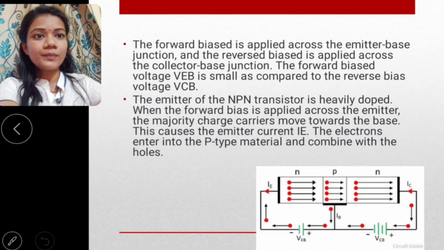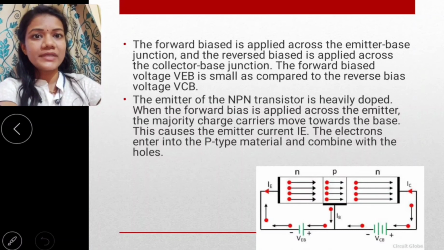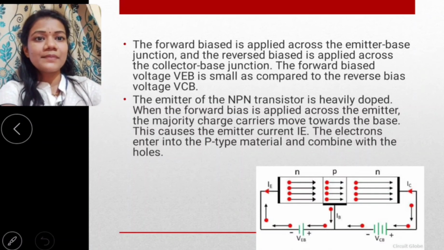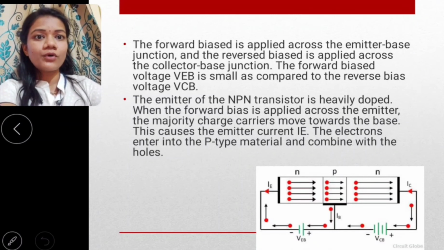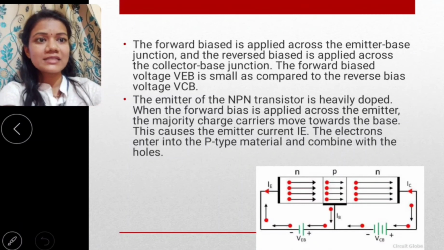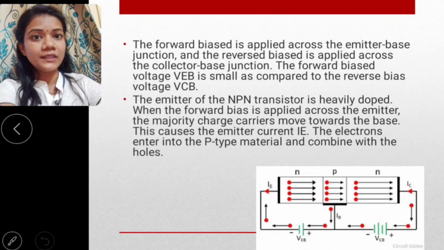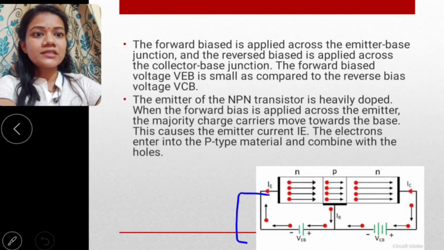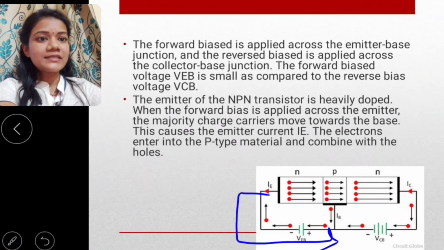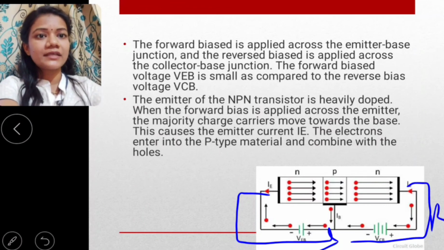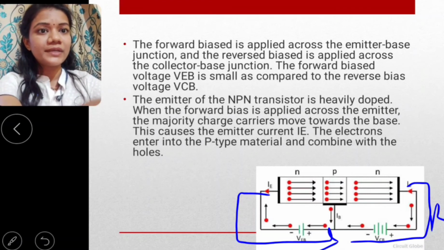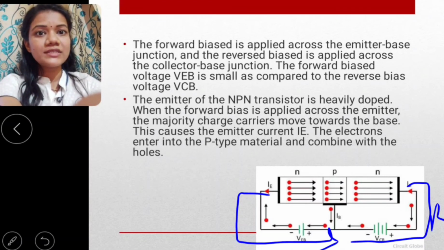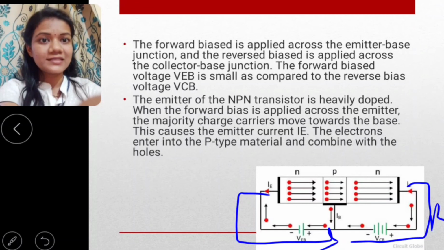When we apply the forward bias voltage across the emitter base junction and the reverse bias is applied across the collector base junction, the forward bias voltage VBE is small as compared to the reverse bias voltage VCB. Okay, so what they tell is, when we apply forward bias voltage to the emitter to base region and reverse bias here, then the forward bias voltage VEB, voltage between emitter to base, is small as compared to VCB, that is voltage between collector to base.